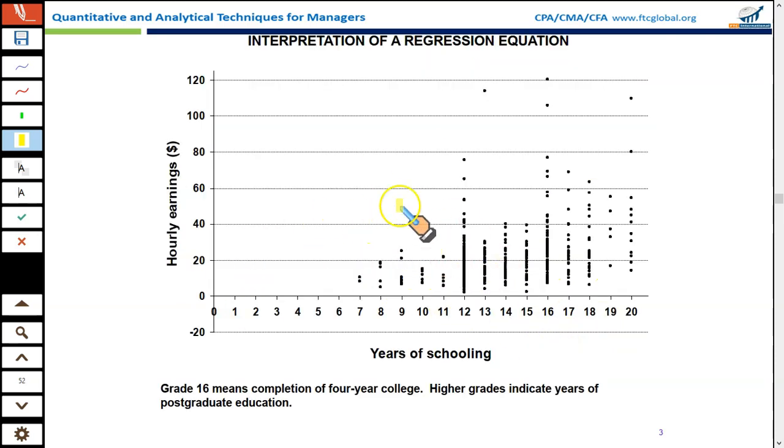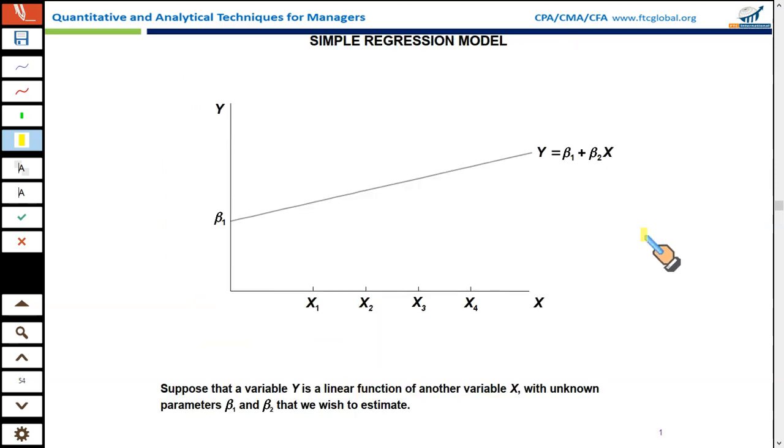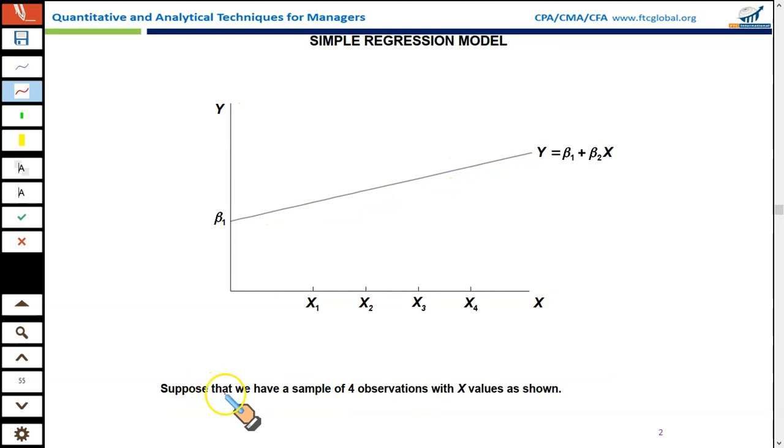This is your scatter diagram again, and the same scatter diagram with the regression line. This is the regression line. Now suppose that the variable y is a linear function of another variable x with unknown parameters beta 1 and beta 2 that we wish to estimate. As you can see, it's a positively sloping line. Now suppose that we have a sample of 4 observations with x values shown here.